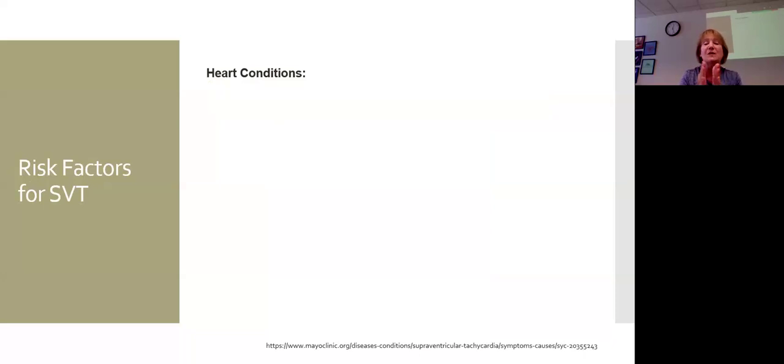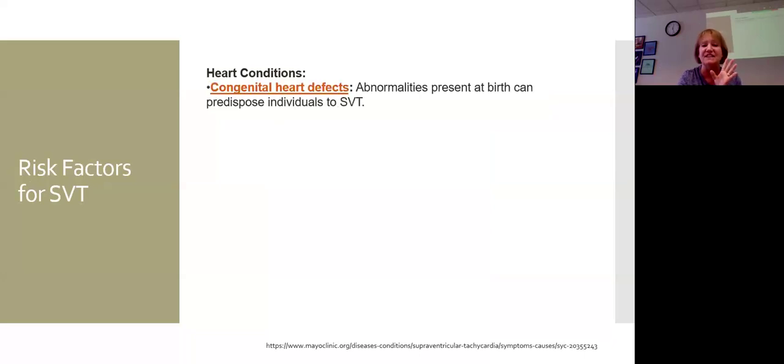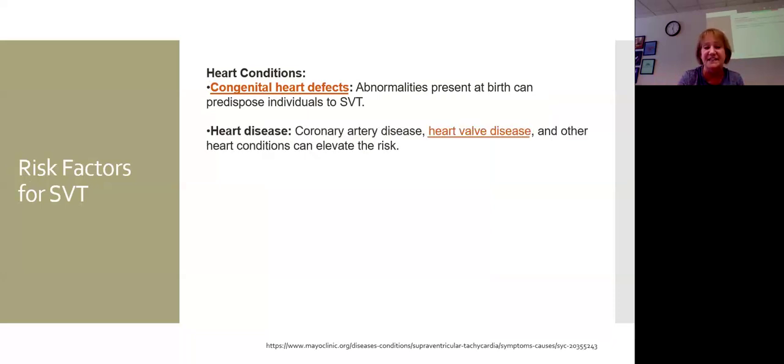Okay. So let's talk about risk factors for SVT. Any type of heart conditions, especially congenital heart defects, like if you're born with something in your heart, that can be a predisposition for having SVT. Having heart disease, coronary artery disease, heart valve disease, and other conditions can elevate the risk as well. Heart failure. When you think about heart failure, the whole structure of the heart changes. That's the remodeling of the heart. And with that comes arrhythmias, and SVT can be one of them.